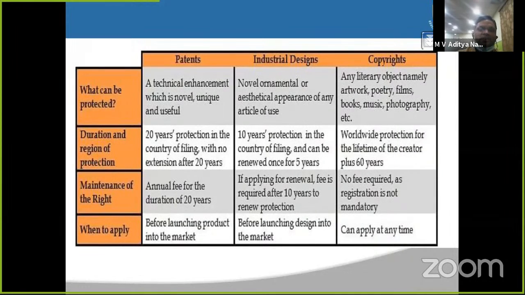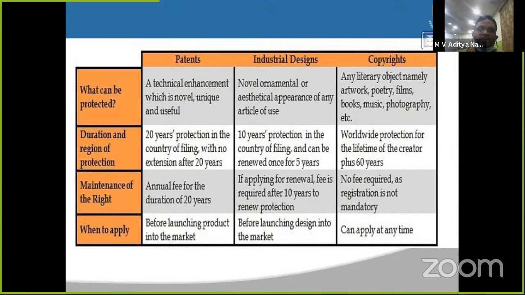So when is the registration mandatory? Whenever registration comes into the picture in the case of copyright, unless you think that the protection is necessary, any work you create is considered your own copyright from the date of creation. If you register it, it's good and fine.